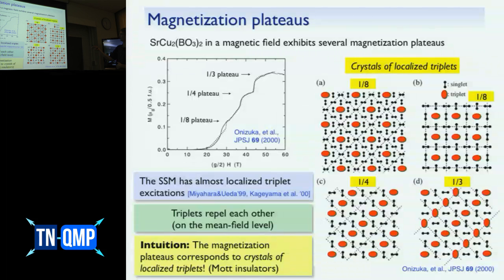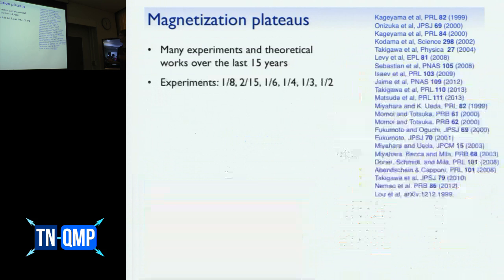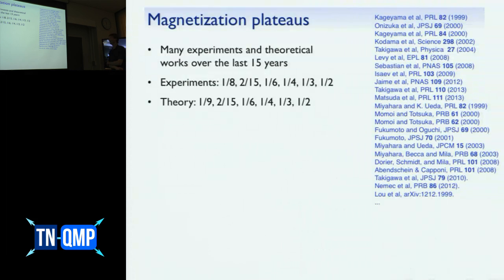So that would be the suggested crystal structure at 1/8, and here's the structure at 1/4 and 1/3, right? These were just suggestions because people didn't know how it could look. Since then, there has been a lot of experimental and theoretical work, especially here in Japan, and in experiments, new plateaus have been found. In theory, people try to reproduce this sequence, but even after 15 years, there have still been mismatches, right?